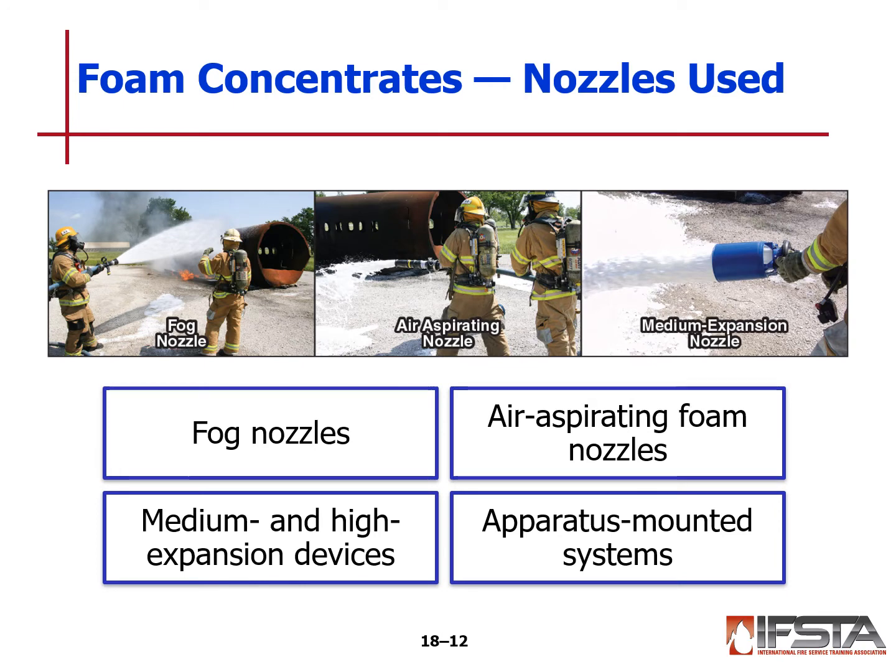So what type of nozzles are used? We may use a fog combination nozzle that we carry and have available on most fire engines. An air aspirating type nozzle would be a fog nozzle that has an aeration adapter that mounts on it, and a medium expansion nozzle may also be one that we use.